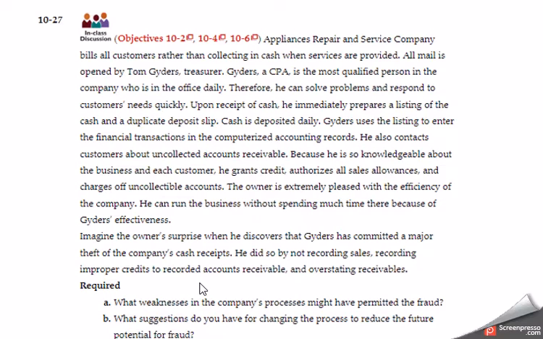Upon receipt of cash, he immediately prepares a listing of the cash and a duplicate deposit slip. Cash is deposited daily. Guiders uses this listing to enter the financial transactions in the computerized accounting records. He also contacts customers about uncollected accounts receivable. Because he's so knowledgeable about the business and each customer, he grants credit, authorizes all sales allowances, and charges off uncollectible accounts. The owner is extremely pleased with the efficiency of the company.